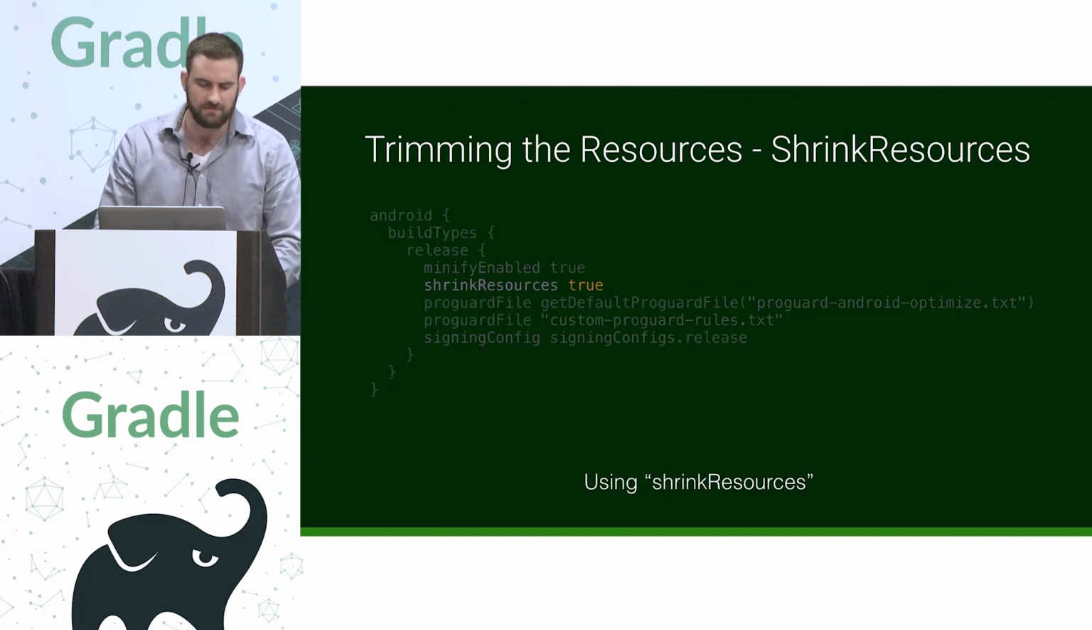It's very simple. If you have minified enabled true, which means you're running Proguard, you can go ahead and take it to the next level and add in ShrinkResources equals true. This will continue to prune your APK and make it a little bit smaller.